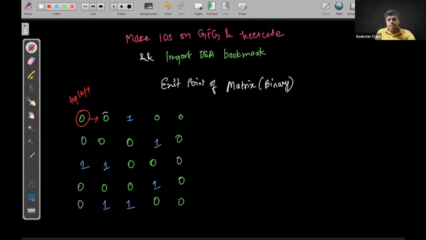If you encounter a zero, you will continue moving in the same direction. If you encounter a one, you will rotate by 90 degrees. What does rotating by 90 degrees mean? If you are moving right, you will now start moving downward. Zero, same direction, downward. Zero, same direction, downward. As soon as you see a one, move 90 degrees clockwise. For right, 90 degrees clockwise is downwards.